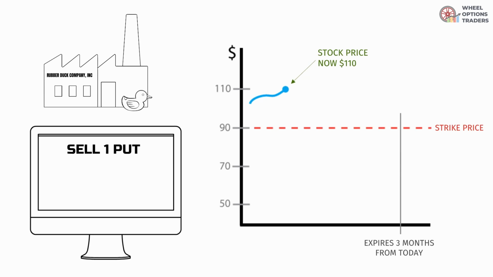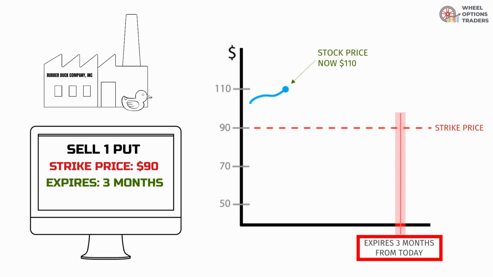You'd sell one put option contract at a strike price of 90. By strike price, it means that is the price at which you would like to buy the underlying stock if it happens to fall to that level. All option contracts have an expiration date, which you, as the option seller, can choose. So in this case, you choose an expiration date of 3 months from today.